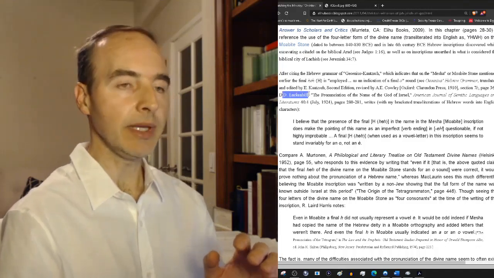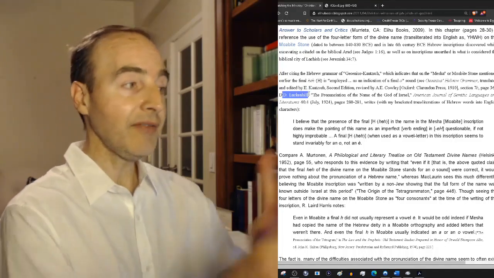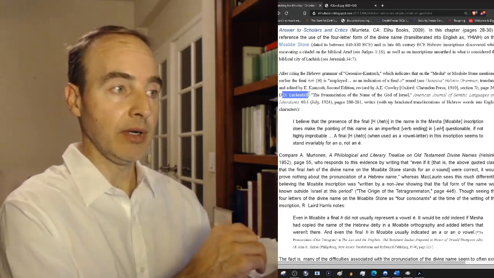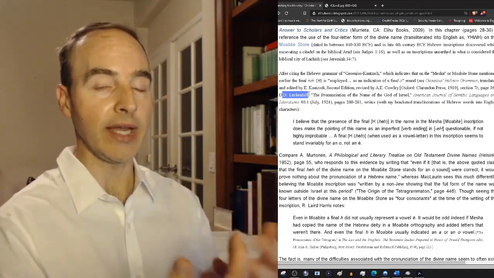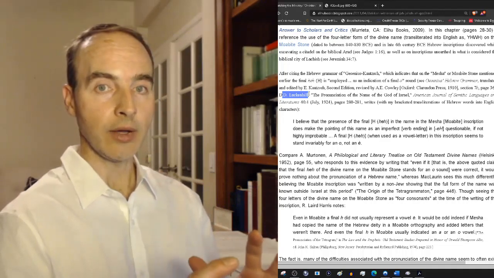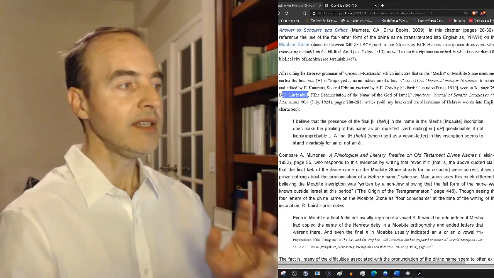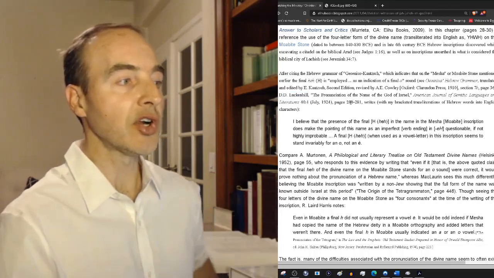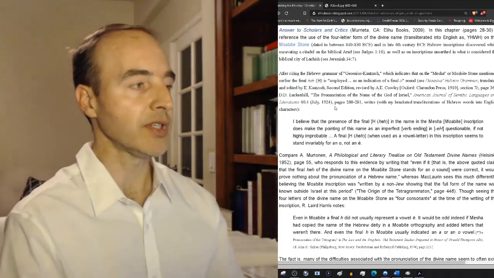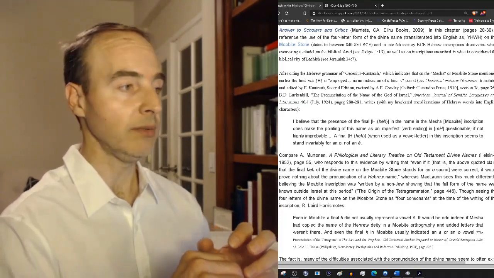D.D. Luckinbill, after referring to the Gesenius grammar, which says that on the Moabite stone the final letter of the divine name represents an O sound, in his article in the American Journal of Semitic Languages, Pronunciation of the Name of the God of Israel, writes this. He cites that grammar which says the final He represents an O sound.